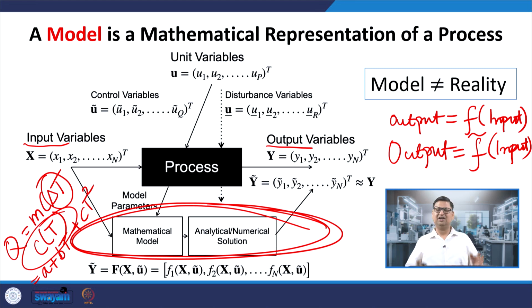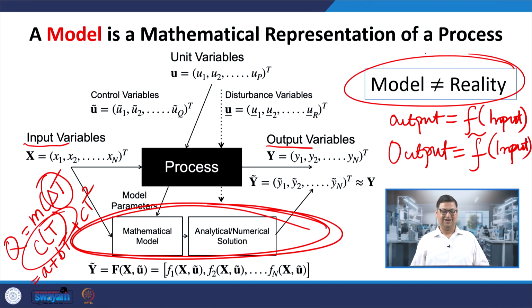But one thing I want you to keep in mind very strongly is that the model is never equal to reality. The model is always unequal to reality. What we can measure is how close it is to reality, but we can never make it exactly equal to reality, at least for the models that we will deal with in this particular course.